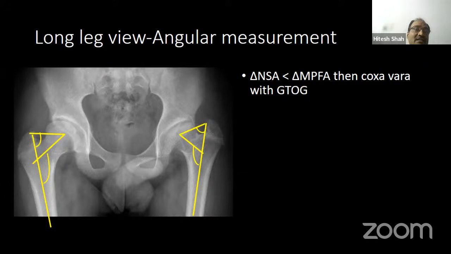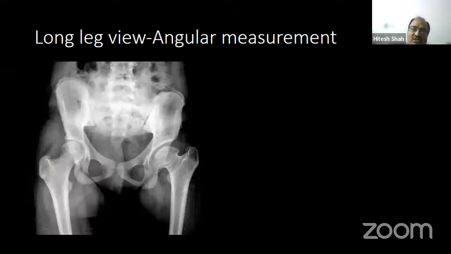less than the difference of the MPFA, then Coxa Vara would be associated with greater trochanter overgrowth. Here, the neck shaft angle on the affected side is lesser than the opposite, normal side. But the difference of the neck shaft angle would be less than the difference of the MPFA on the contralateral side, then it will be associated with the greater trochanteric overgrowth.